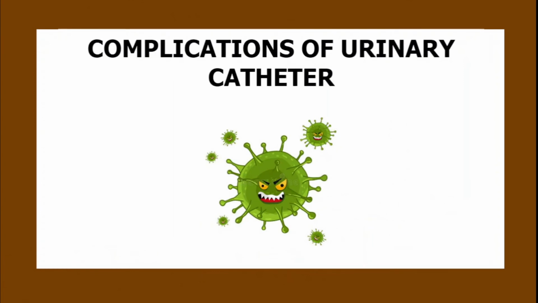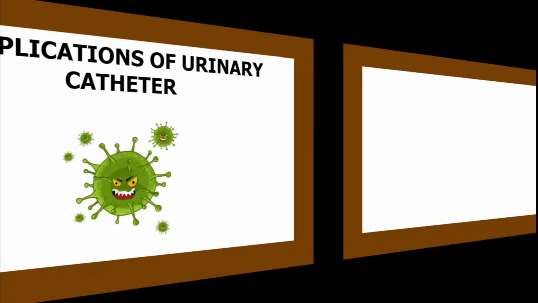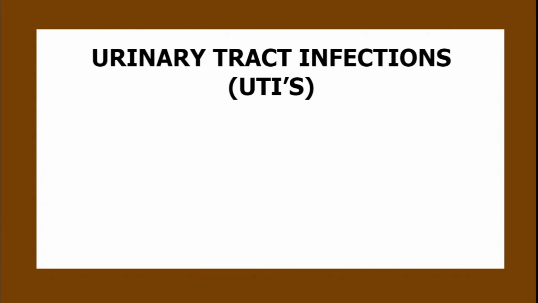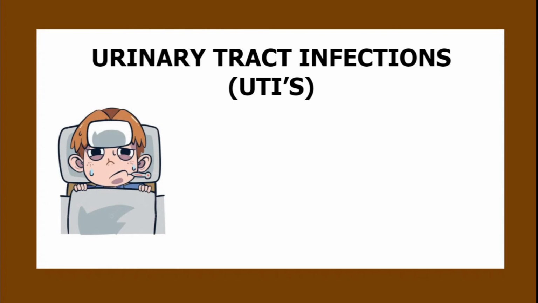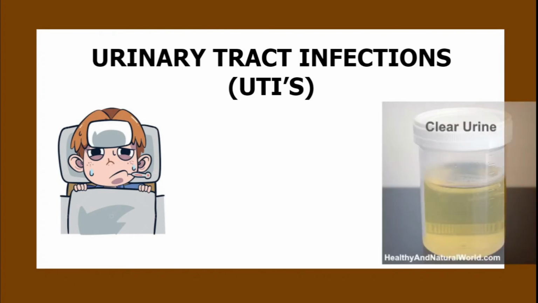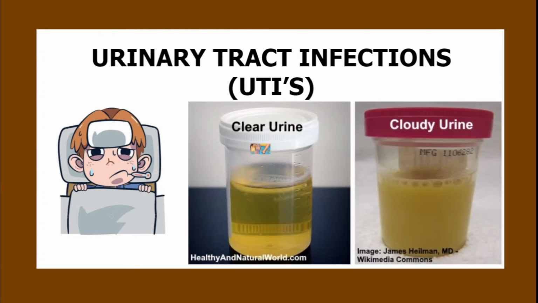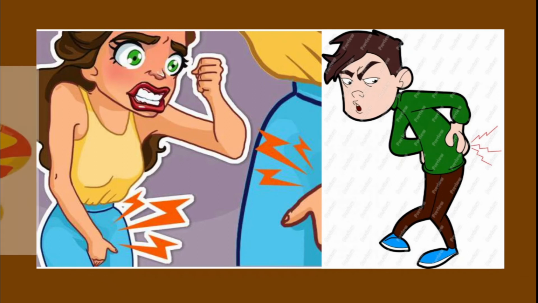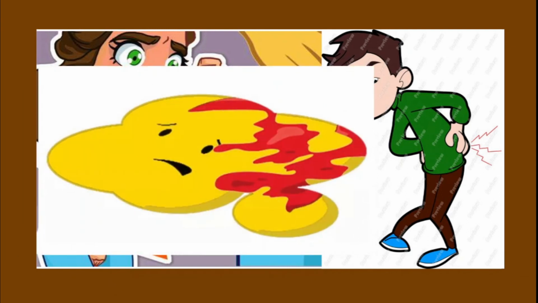Next is the complications of urinary catheter. The first complication is urinary tract infection, which is characterized by having fever along with chills. Then there will be cloudy urine. Then there will be burning sensation in the genital area. There can be backache and hematuria.